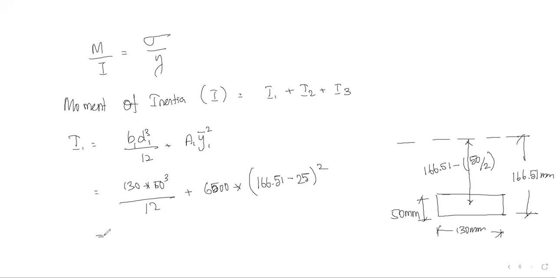So 130 into 50 cube divided by 12 plus 6500 into 166.51 minus 25, the whole square. So the answer is 131.517 into 10 to the power 6 mm power 4. So this is the value of I1. Similarly, I have to calculate I2 and I3. So I2.